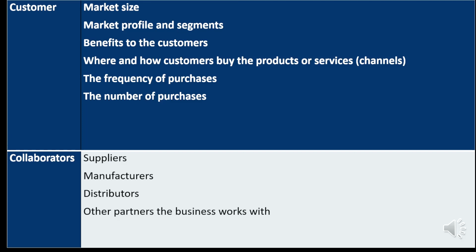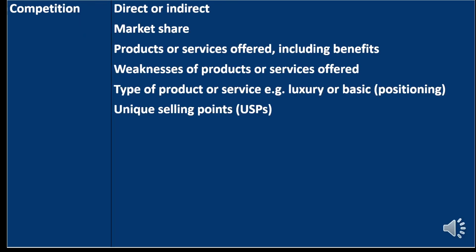Collaborators. This could be suppliers, manufacturers, distributors, or any partners that we work with. Competition. Is it direct or indirect? What is their market share? What products do they offer, including benefits? What is the weakness of the products they offer? Do they offer luxury or basic products? And what are their USPs, unique selling points?